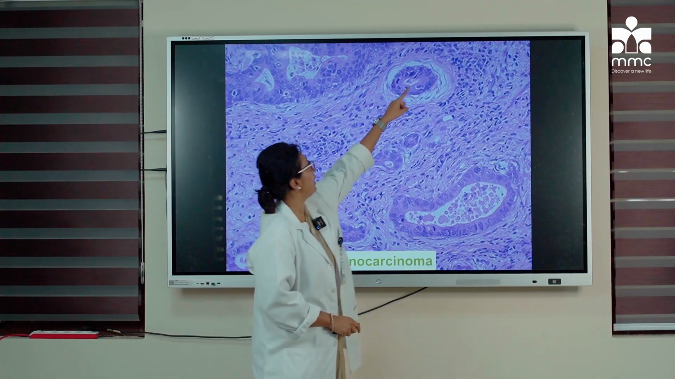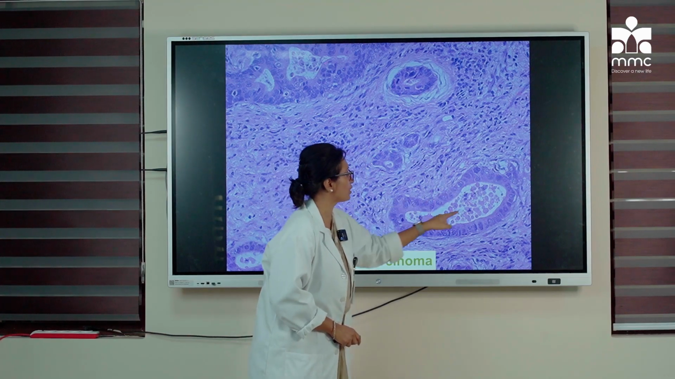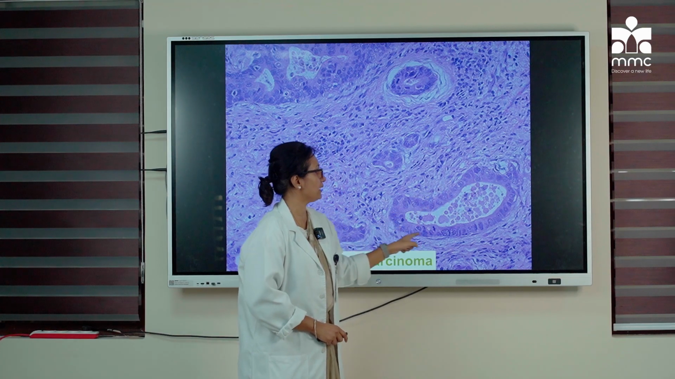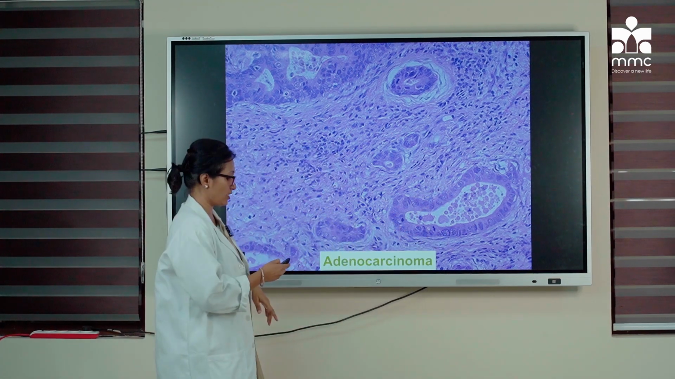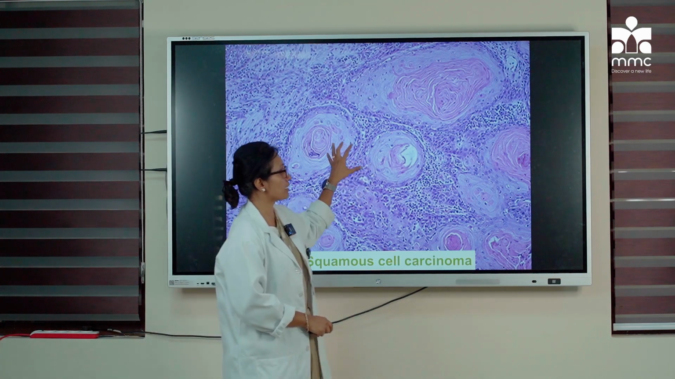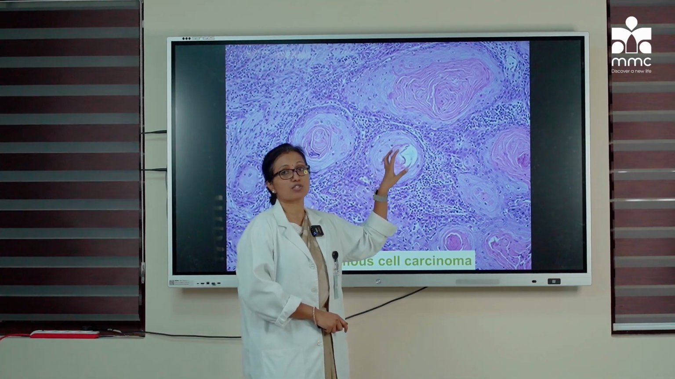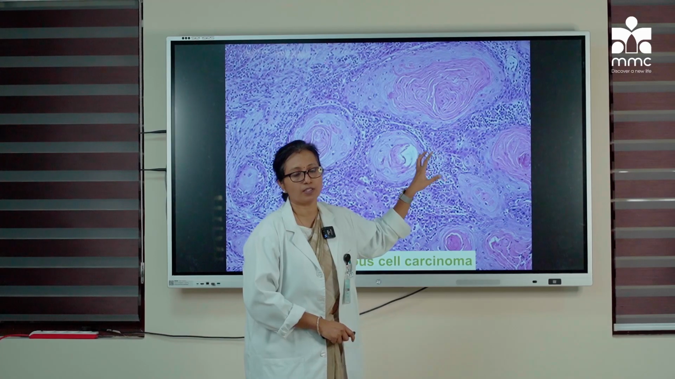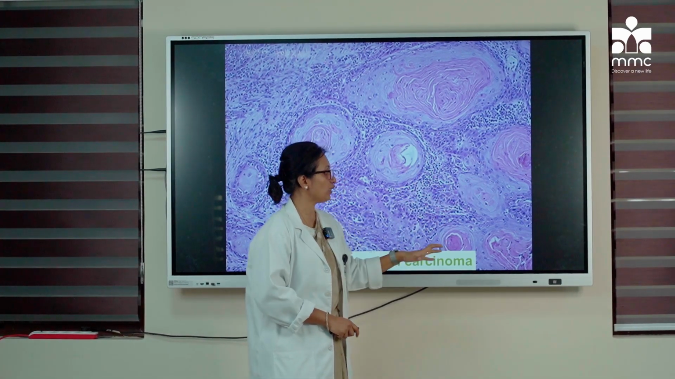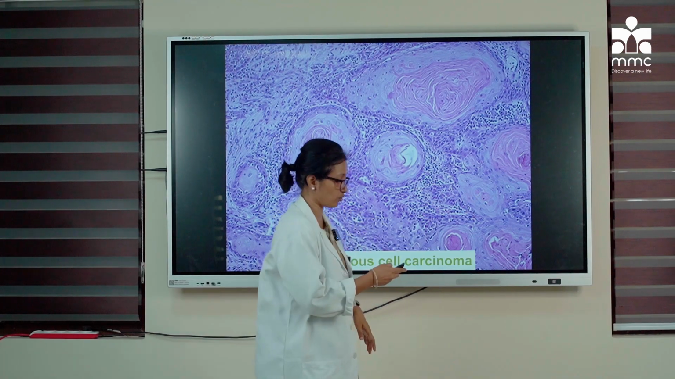Now this is a gland, a tubular structure with a space in between, and you have these angry looking cells lining this space. So this is adenocarcinoma. Now these are squamous cells. Just think of the normal squamous cells as the histology that you have seen in anatomy, where you have benign squamous cells. Compared to that, these nuclei are very angry looking ones, and this is squamous cell carcinoma that you see in skin.